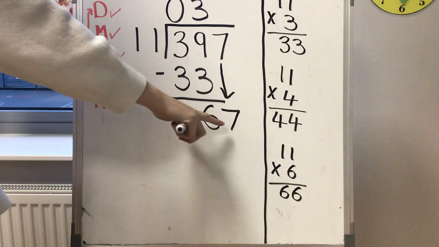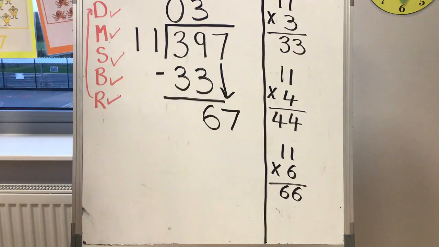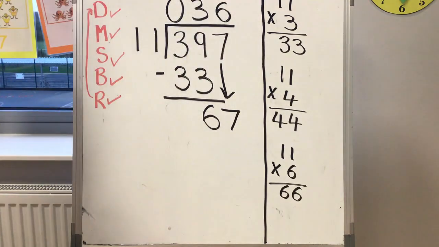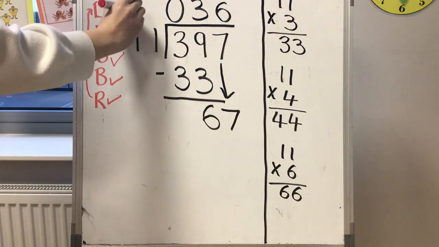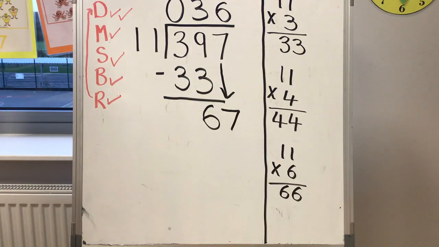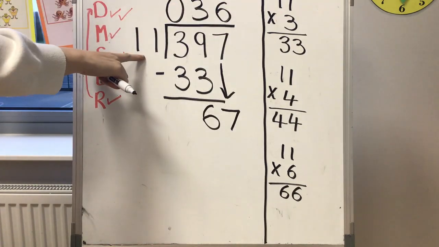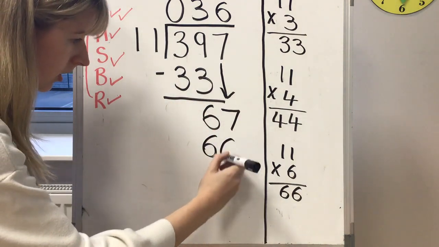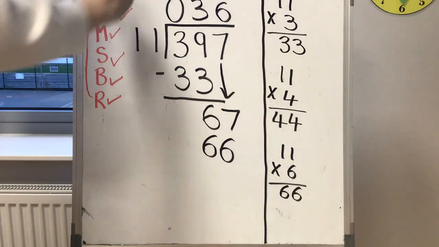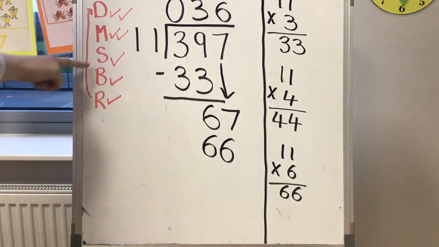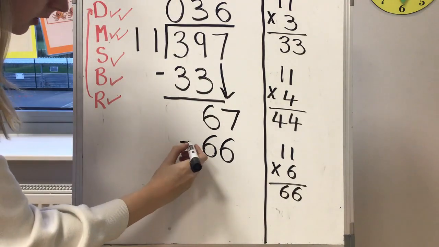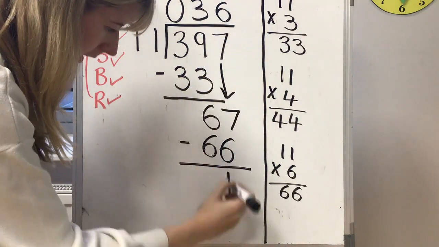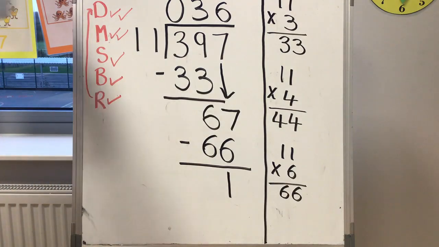Okay, I know that that's very close to 67, so 11 won't go in any more times. I can write number 6 up here. So that means that I've divided. Now I need to multiply. 6 multiplied by 11, we have it over here, is 66. I've multiplied. Now I need to subtract. 7 minus 6 is 1. 6 minus 6 is 0. I've subtracted.